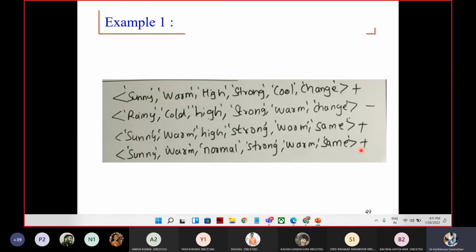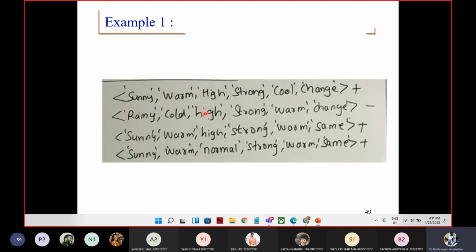Now I will take the first instance, I1: sunny, warm, high, strong, cool, and change. The second instance is rainy, cold. Here these first two instances are contradictory, so keep it in mind: rainy versus sunny, cold versus warm. Then the third attribute and fourth attribute are the same. Then the fifth is again cool versus warm. Here change versus change, so the sixth one is the same.